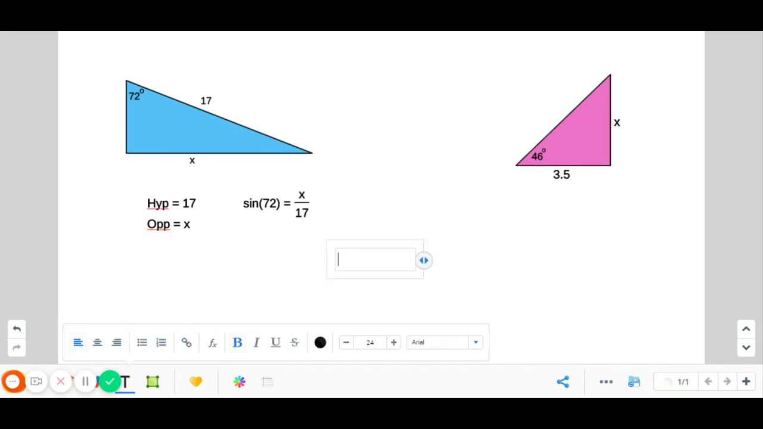Note how the angle is always what you're going to put next to the sine or the cosine or the tangent. You're not going to take the sine of one of the sides. You're taking the sine of the angle equals the opposite over the hypotenuse.